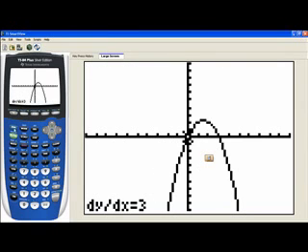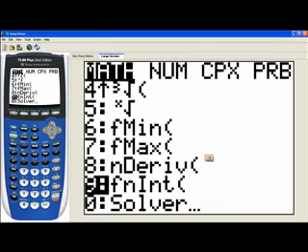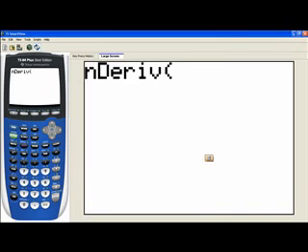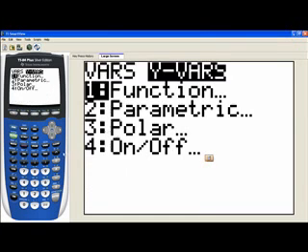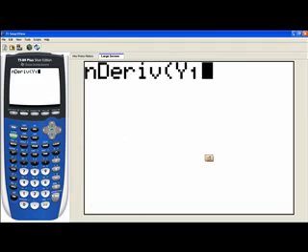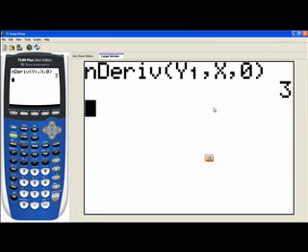Now, another thing that's useful in a lot of contexts, let's go out to the home screen, is I do math, and I go to number 8, which is nDeriv. nDeriv takes 3 arguments. First, what do I want to differentiate? Vars, Y-Vars, function Y1, with respect to what variable? That would be x. And where do you want to find the derivative? At 0. So again, what do you want to differentiate, with respect to what variable, and where do you want to find the derivative? You press enter, and you get 3 again.